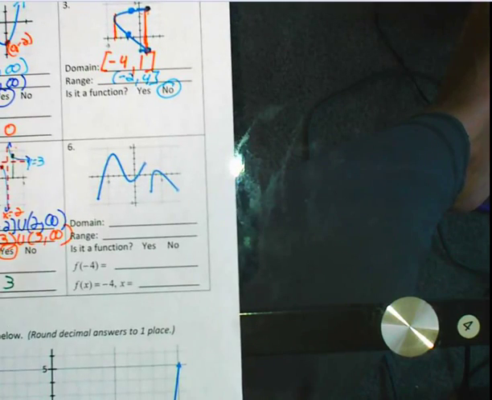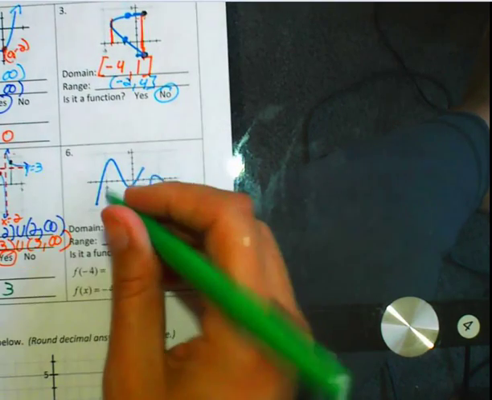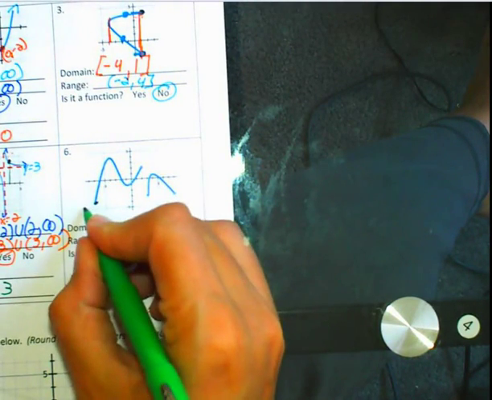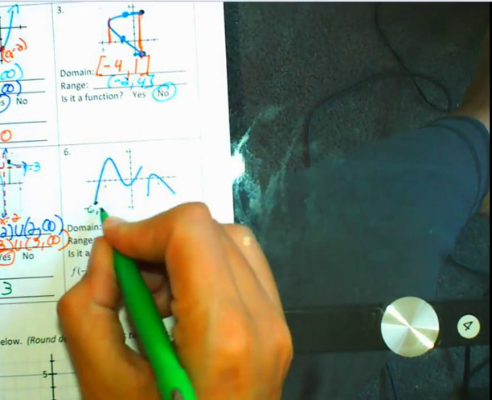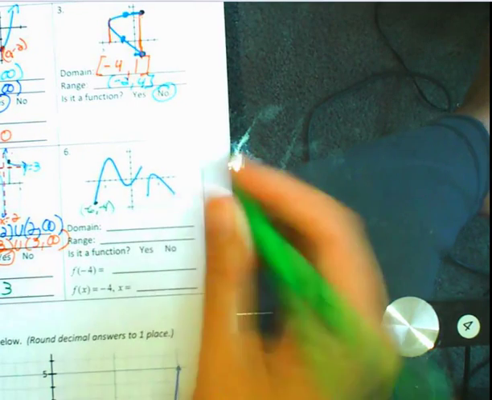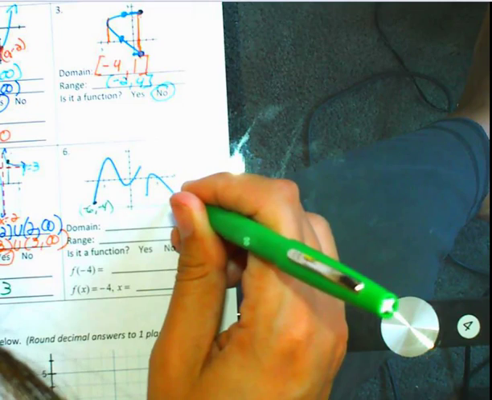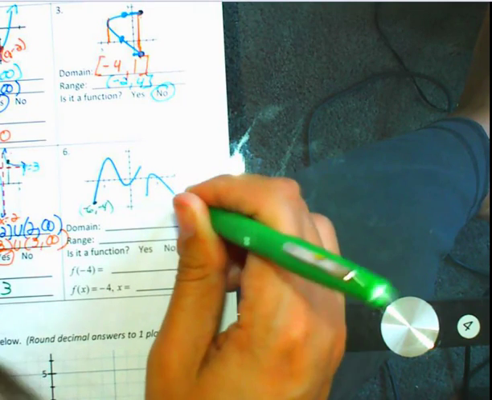All right, let's take a look at the next one. All right, notice that we have some pretty distinct endpoints here. I've got an endpoint here at -6, -4. An endpoint on the other side here at 8, -3.